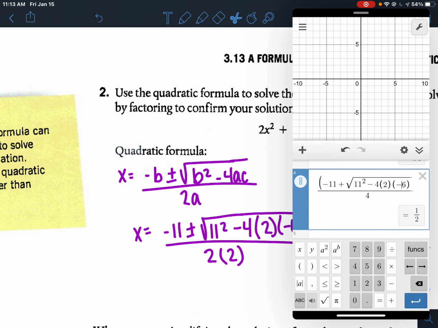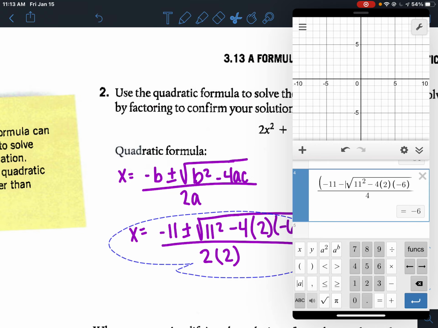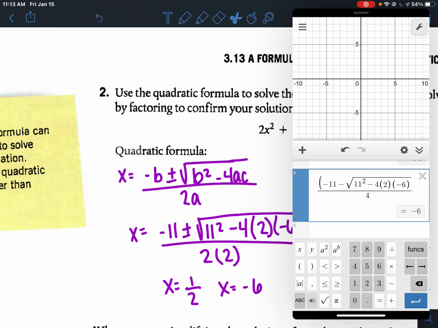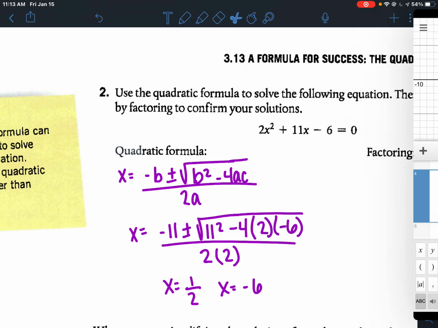And then I'll just go back, erase that positive sign, and plug in a minus sign, -6. So my answers were 1/2 and -6. That's all I did. I plugged in the numbers and then plugged them right into the formula, into Desmos, okay?